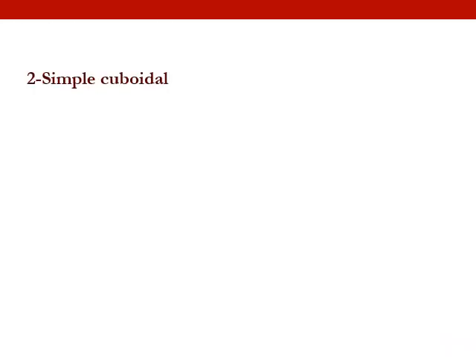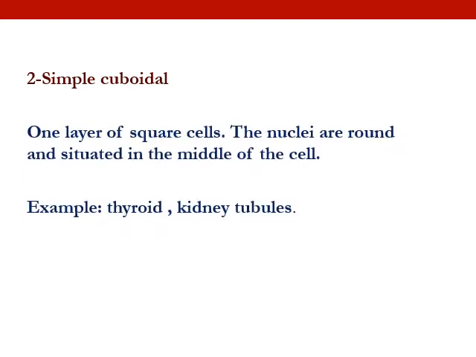The other type of simple epithelial tissue is simple cuboidal epithelial tissue. The simple cuboidal epithelial tissue composed of one layer of square cell with rounded nucleus situated in the center of the cell, like in thyroid and kidney tubule.